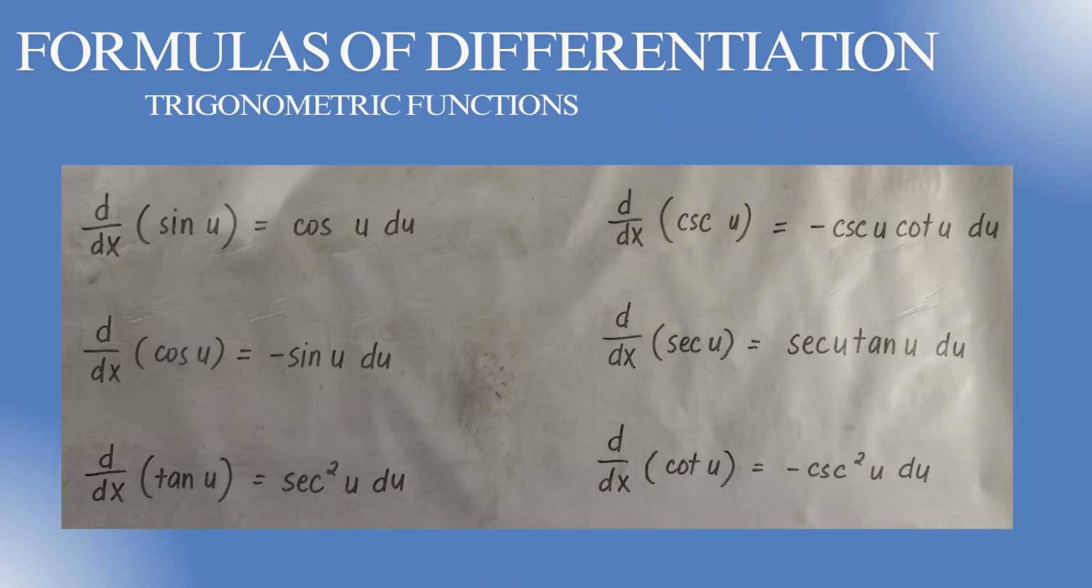So we have here the formulas of differentiation of the trigonometric functions. The derivative of sine u is equal to cosine u du. The derivative of cos u is equal to negative sine u du. The derivative of tan u is equal to secant squared u du, and the derivative of cosecant u is equal to negative cosecant u cot u du, and the derivative of secant u is equal to sec u tan u times du, and the derivative of cot u is equal to negative cosecant squared u times du.